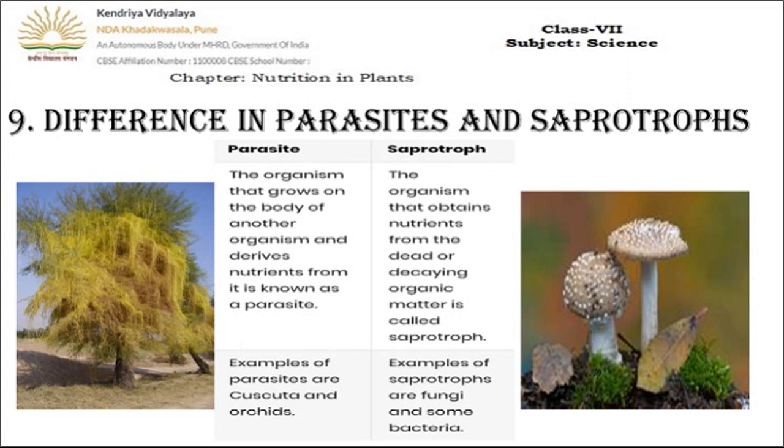So they are getting their food from the dead part or the dead organisms. Example here is fungus. Fungus is a non-green plant, and some of the bacteria are also saprotrophs. Okay, I hope you are clear with this.